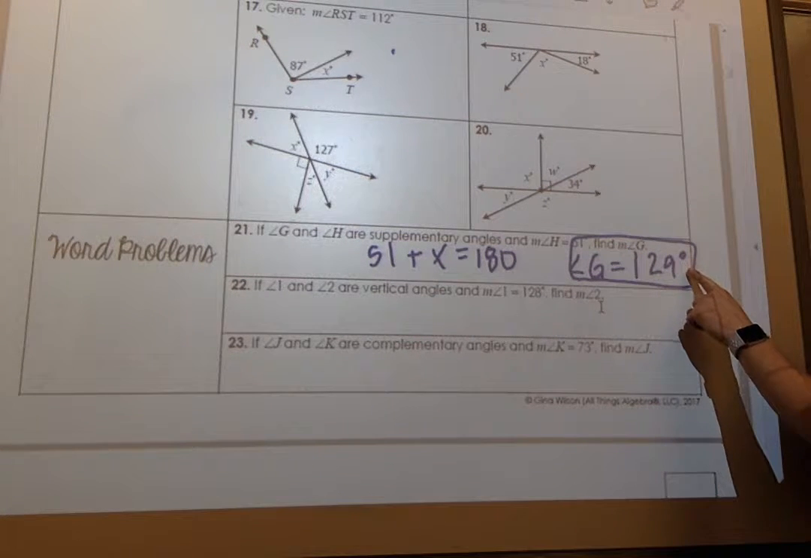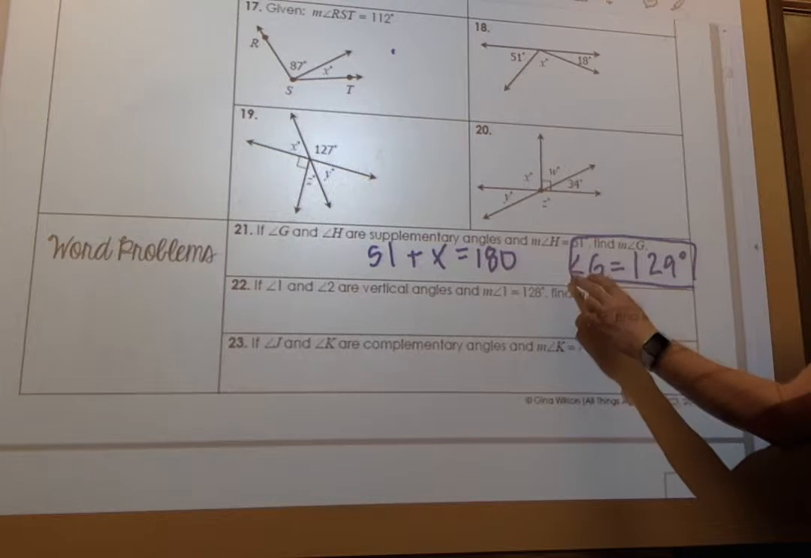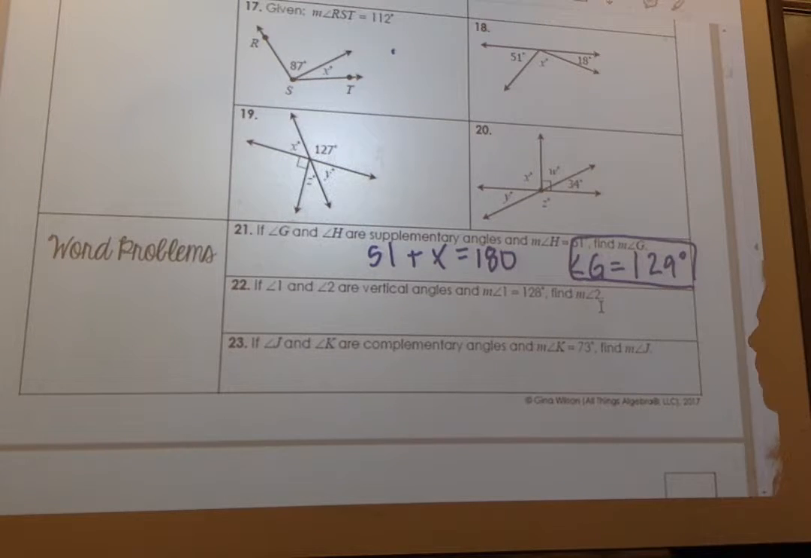Couple of things. When you're talking about degrees, you have to have that mark. If not, I'll take off points. And it's asking you to solve for angle G, so I put angle G is equal to 129 degrees.